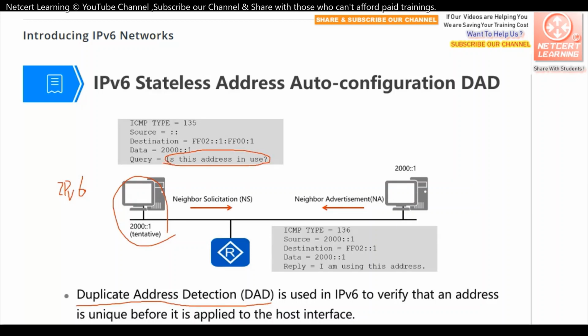And if someone is using this address, he will reply with a neighbor advertisement packet to this host to tell him, okay, I am using this address. So this host needs to change this IPv6 address. So this is a way to detect the duplicate address in the same network.